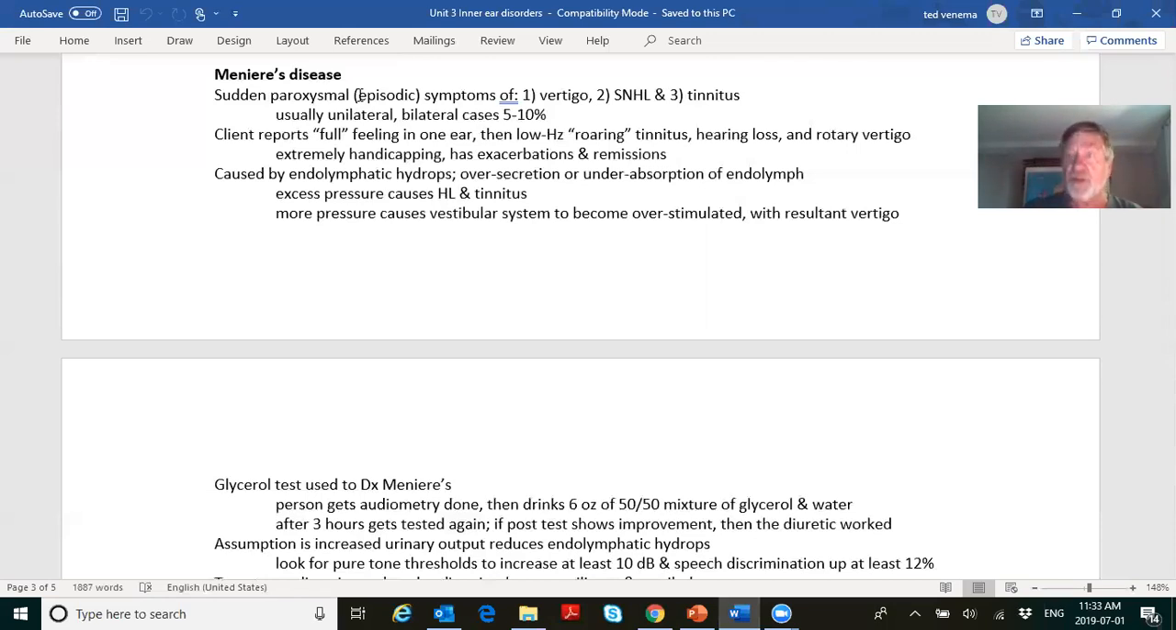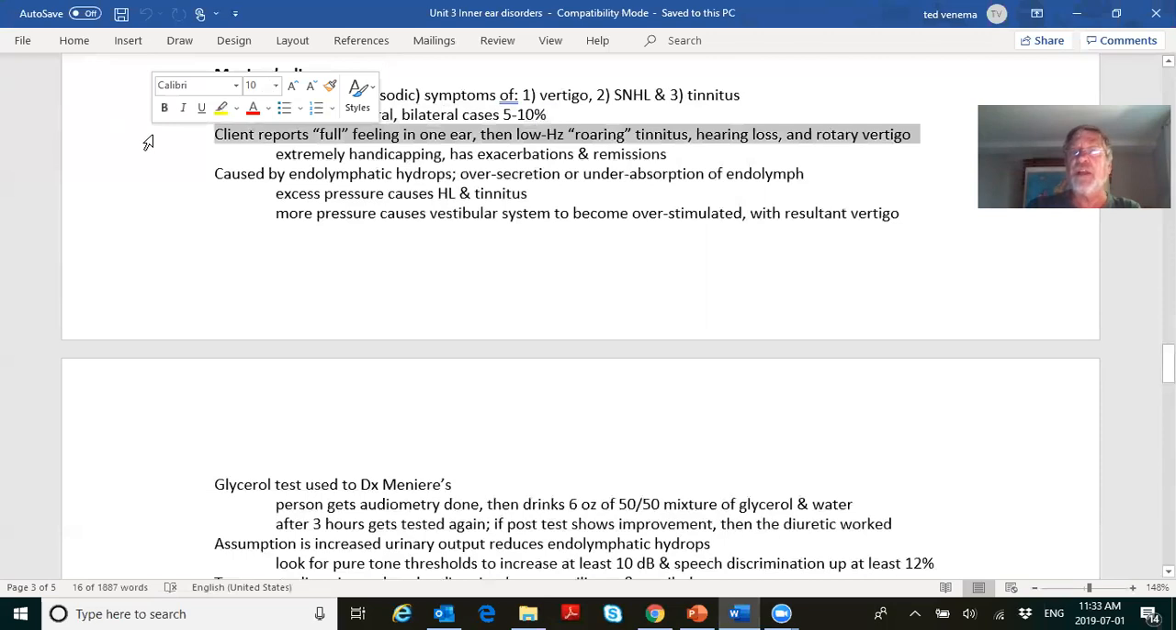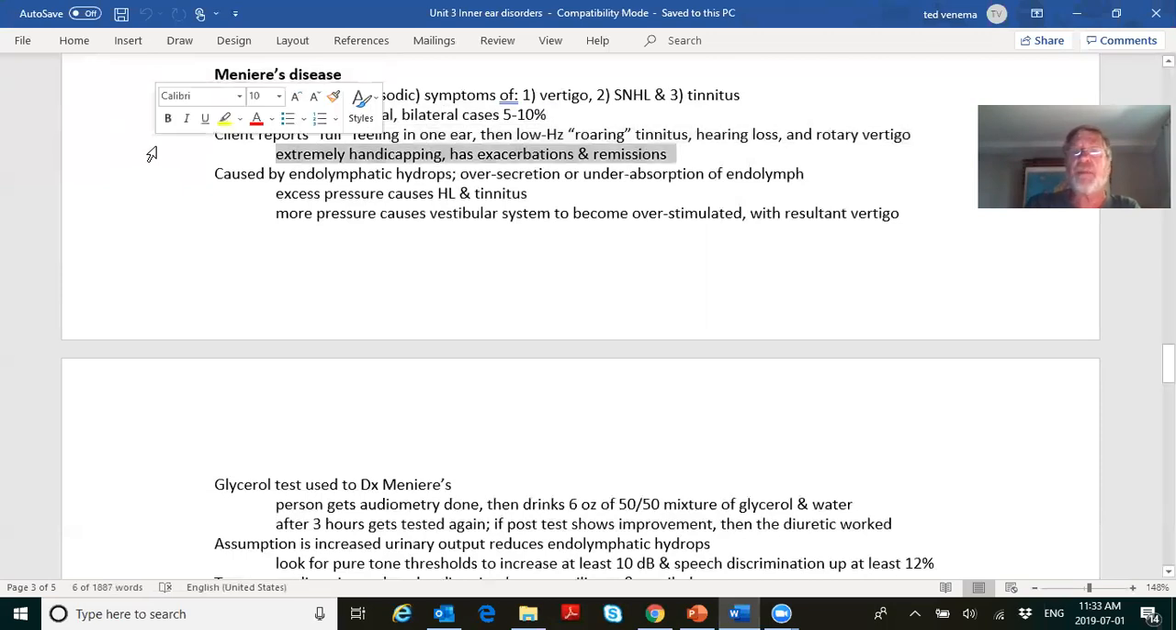And it's 3 things that happen together: vertigo, sensory neural loss, and tinnitus. It's usually unilateral, once in a while bilateral, but usually one ear. Client reports a full feeling in one ear, then a low frequency roaring tinnitus, not a high frequency ring. A roaring tinnitus, hearing loss, and rotary vertigo. Very handicapping. Terrible. You wouldn't want to wish this on your worst enemy. Caused by endolymphatic hydrops.